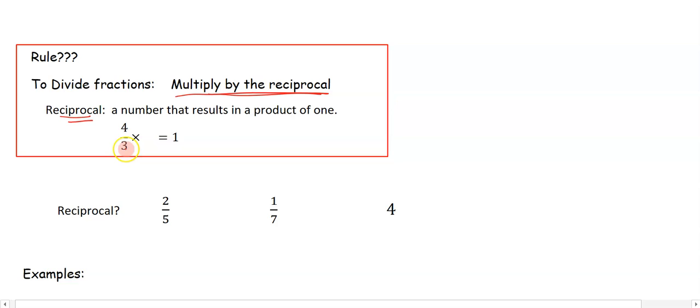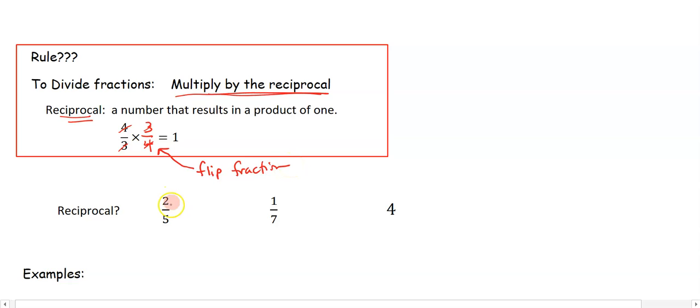Well, if I have 4 over 3, if 3 is on the bottom, I need 3 on the top. If 4 is on the top, I need 4 on the bottom. That way they can cancel, right? So the reciprocal of 4 over 3 is 3 over 4. And it works every time if you just take your fraction and flip it. If you flip the fraction, you get a reciprocal, in other words, the product of 1.